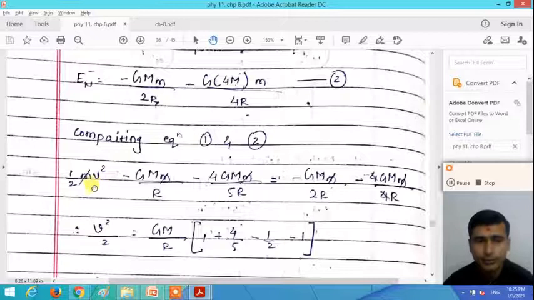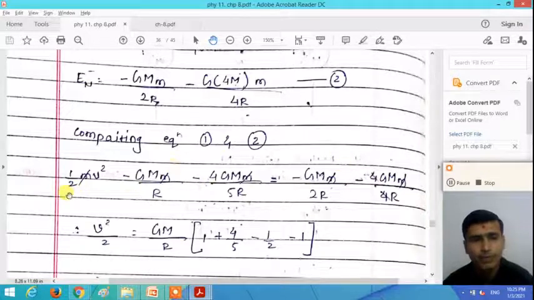So from this, what do you have to find? V square, right? We have to find the V square. So here small m is cut out in every term, right? Capital M is also cut out from every term?